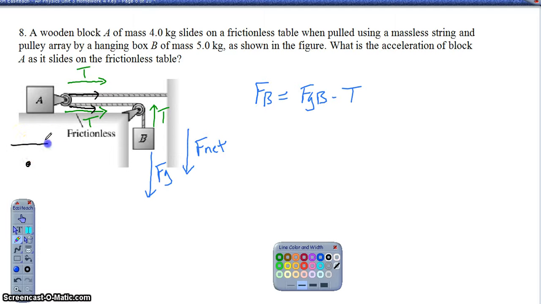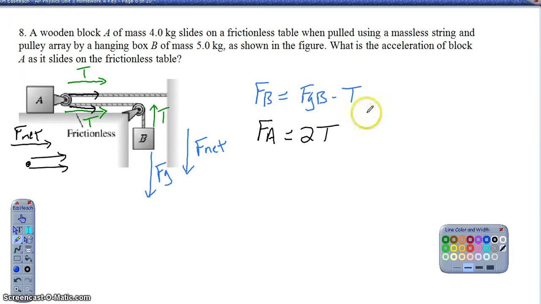So if I look at block A here, the net force obviously is going to be going to the right, and the only thing providing the net force are those two tensions, right? That same tension, but it's doubling up. So the net force on block A comes from 2 times the tension. So I've got these two equations to work with. I've got F_B equals F_GB, the force of gravity acting on that block, minus tension. And then I have my net force on block A coming from 2 times the tension.